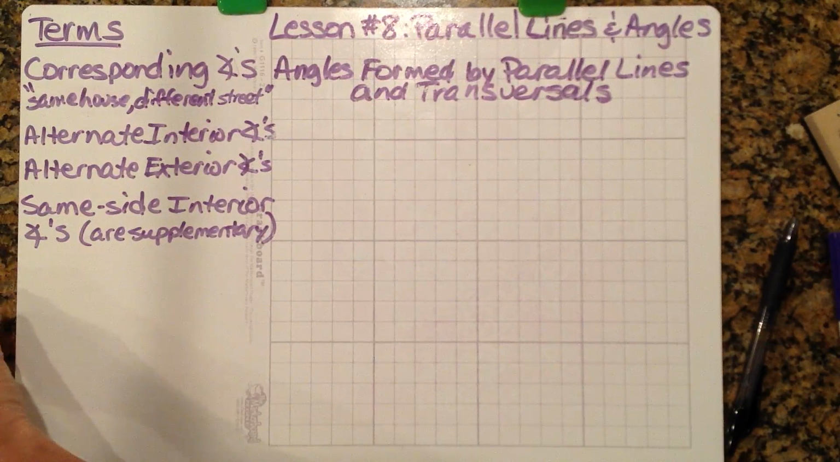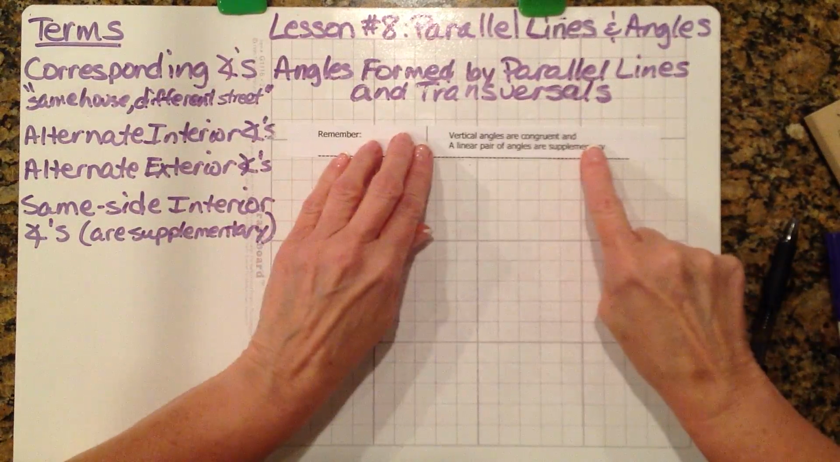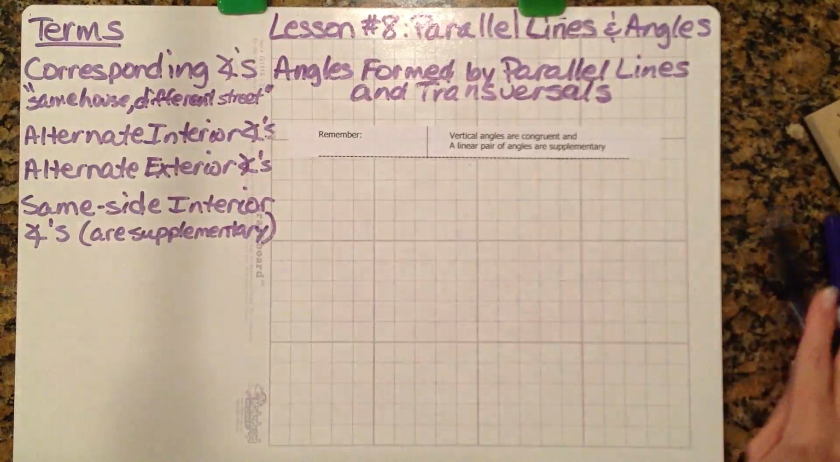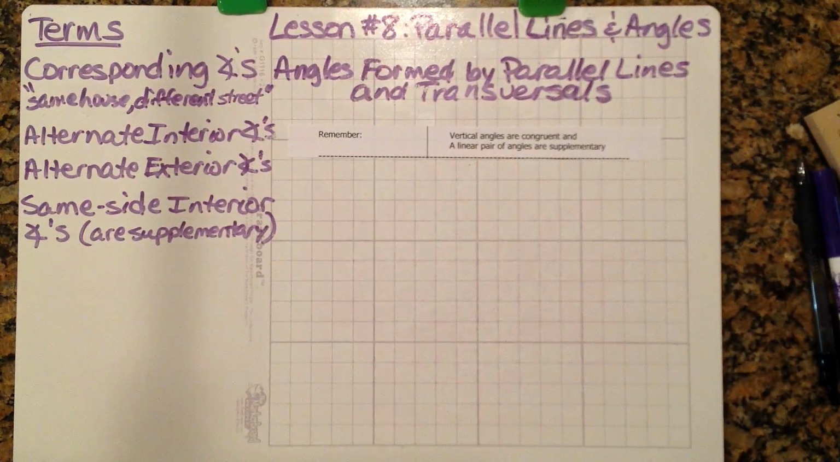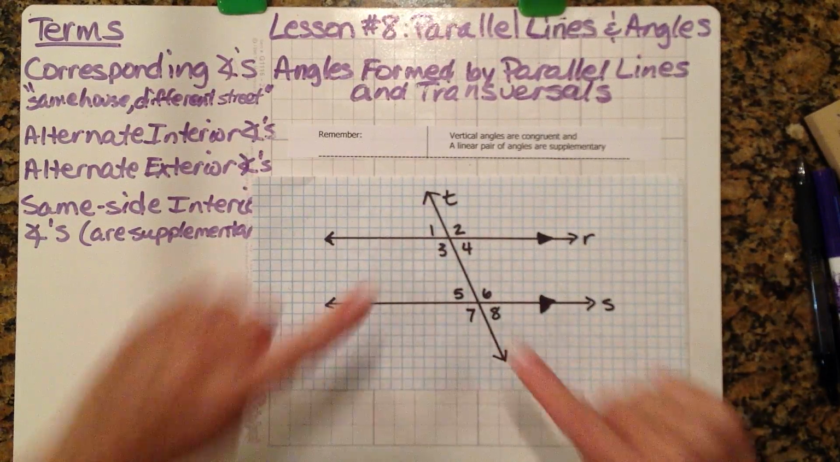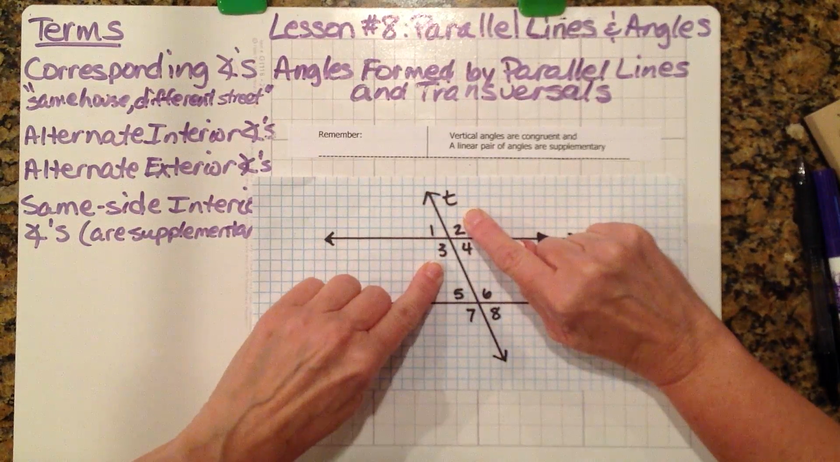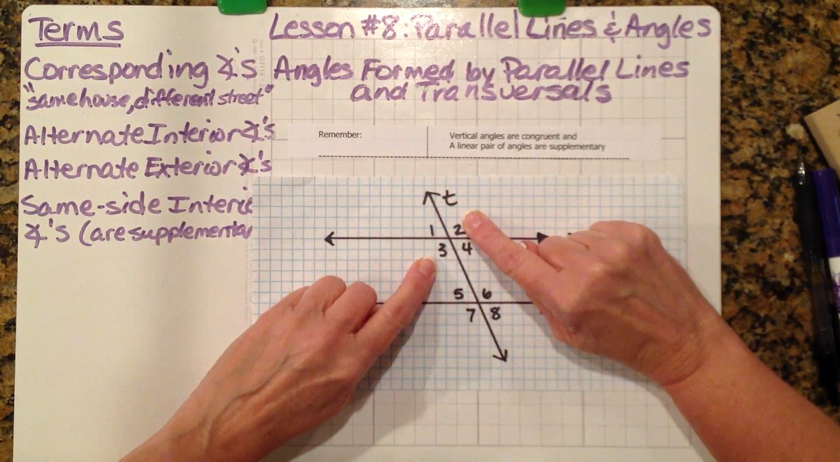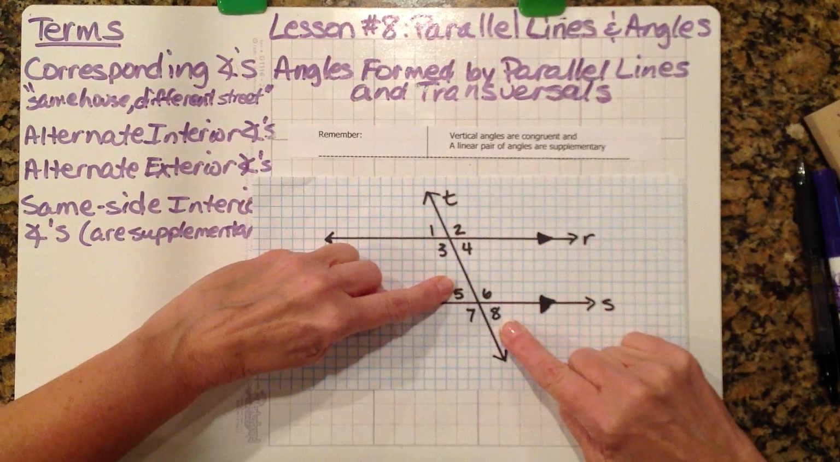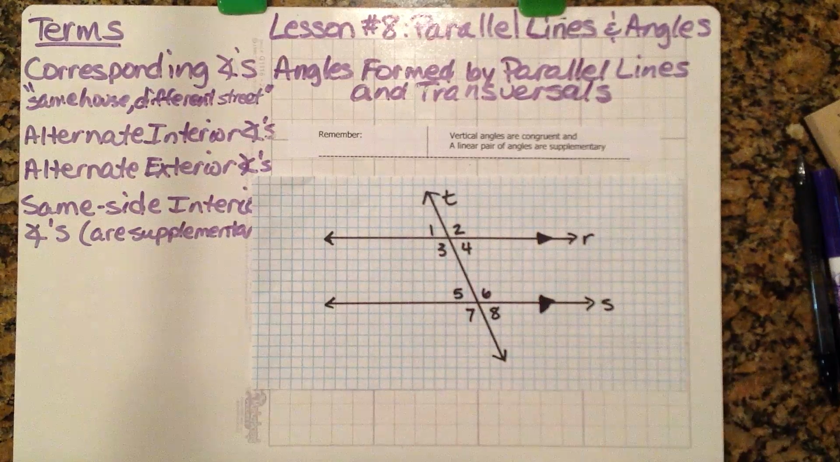Remember, please remember this, that vertical angles are congruent and a linear pair are supplementary. So if I go back to my diagram, angle 1 and angle 4 are vertical angles. So are 2 and 3. That means they're congruent. They're the same measure. 5 and 8 are vertical angles. And so are 6 and 7. All right? Linear pair. They're supplementary. That means that adds up to 180.